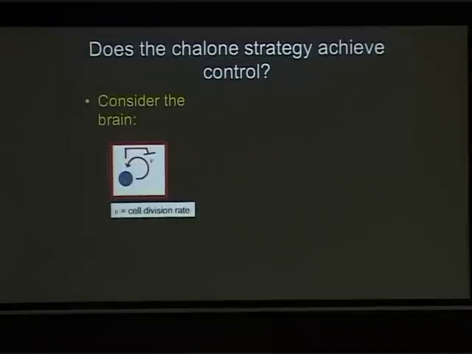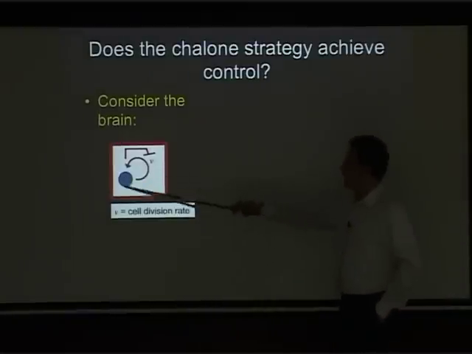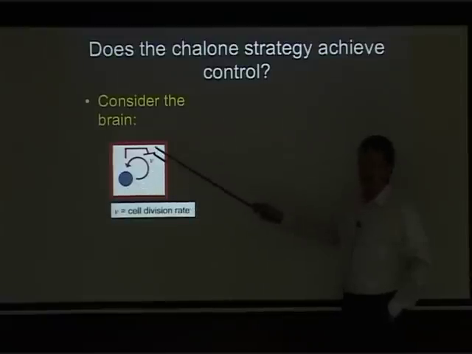Okay. So one of the nice things about modeling, as I said, is you can use it to ask whether your mechanisms actually work, right? Are they sufficient to explain what they're supposed to explain? So let's just think about this chalone strategy in the simplest possible terms and see what it can do and what it can't do. So consider a tissue where you just have something that divides and you need to shut it down at the right time, right? Like that brain case, right?